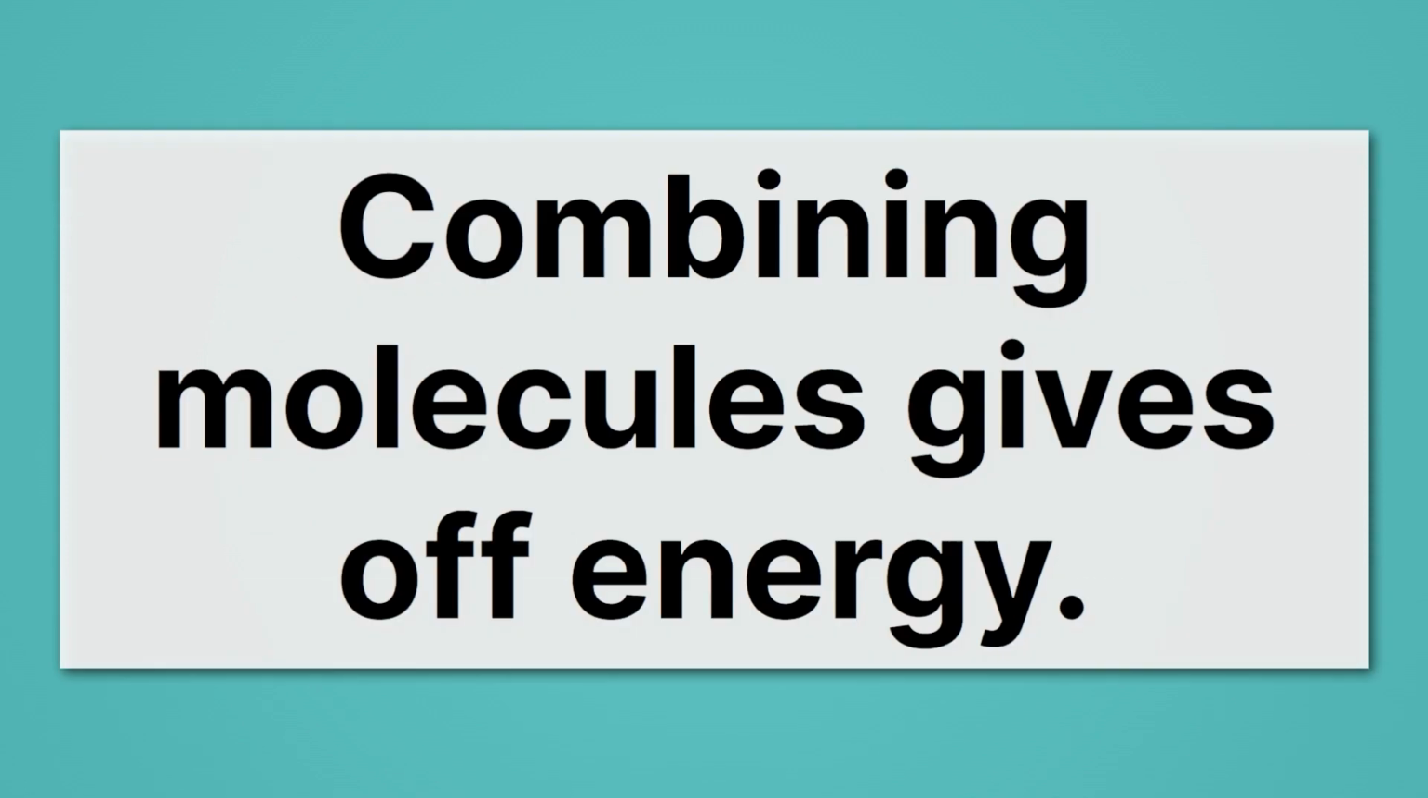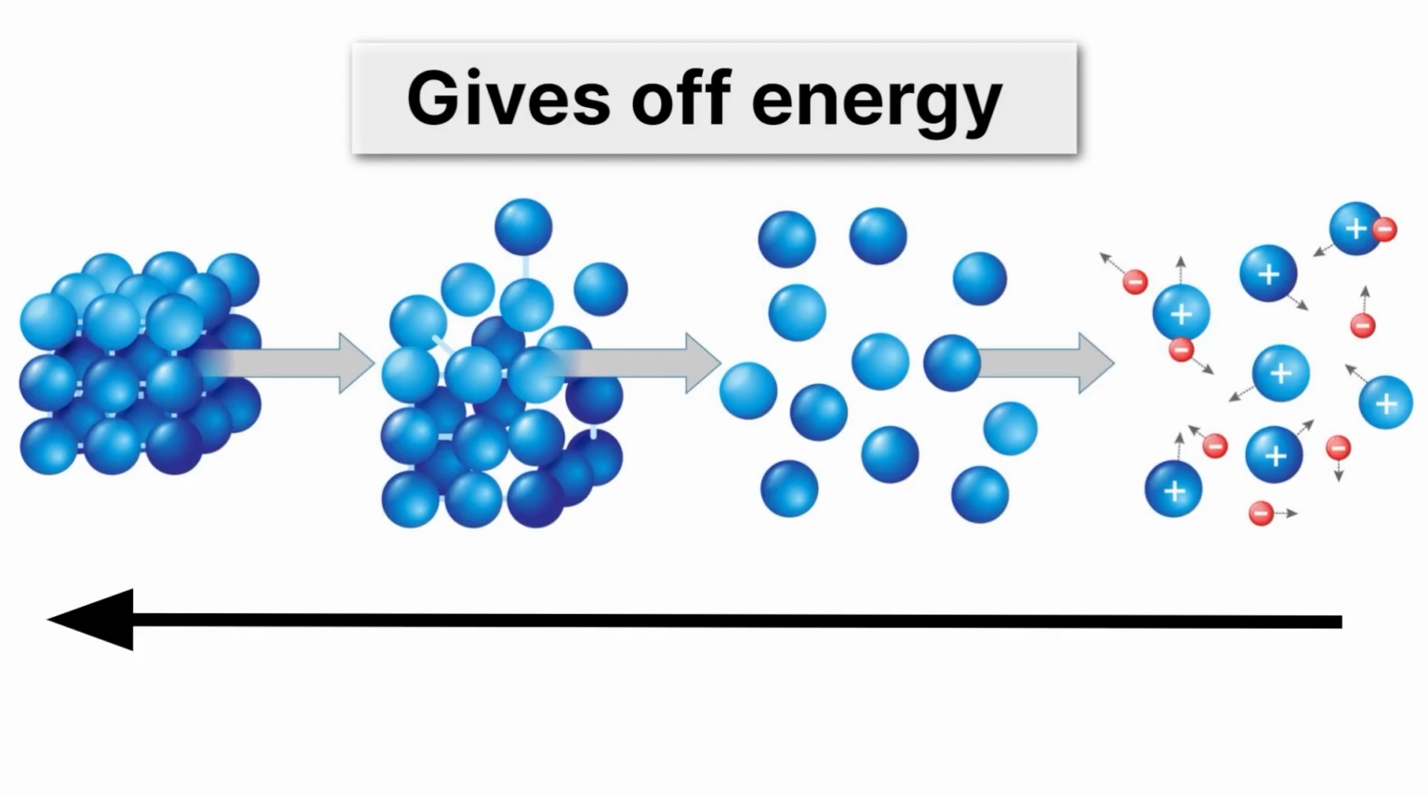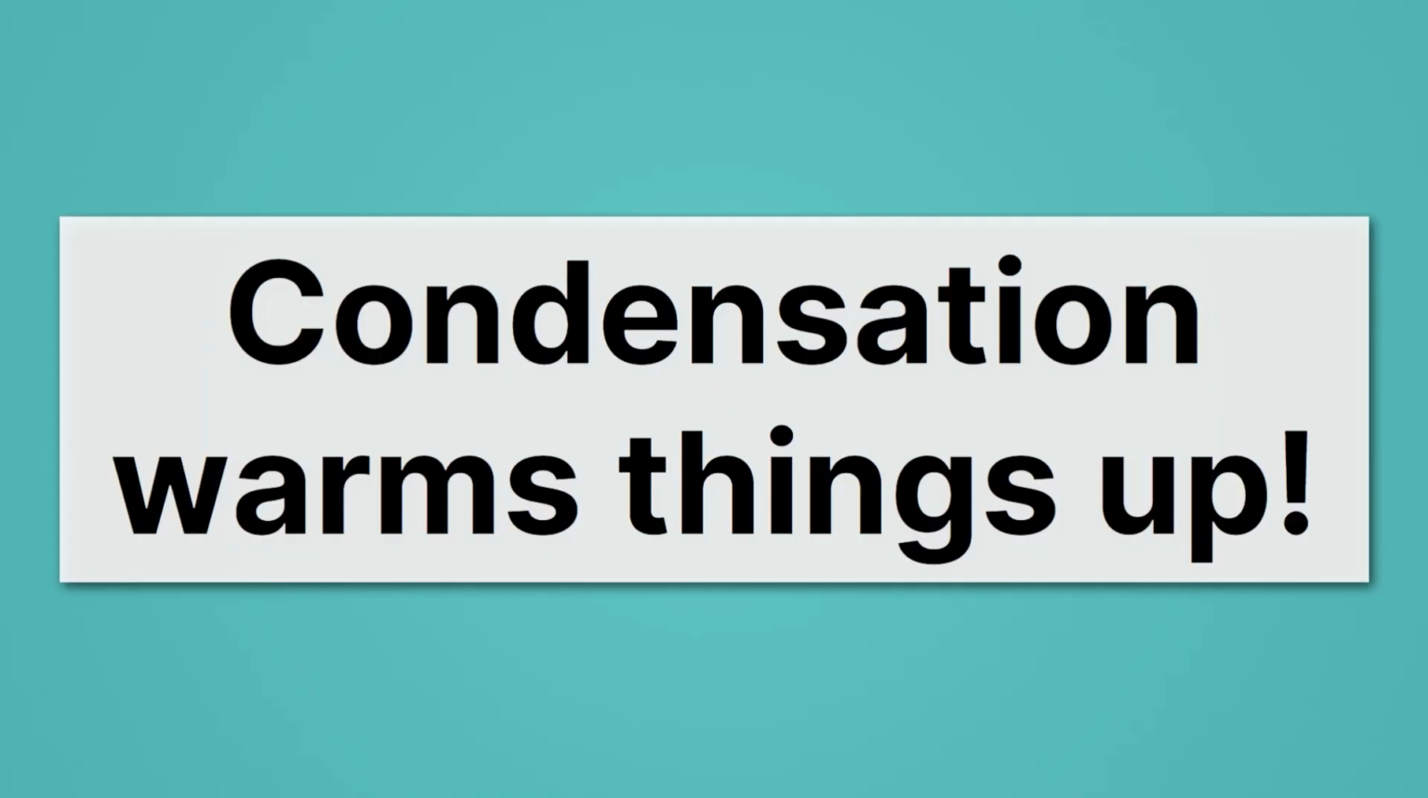Well, it's because combining molecules gives off energy. And so when the gaseous molecules combine to form liquid on the surface of your tea glass, it actually increases the temperature of your iced tea. This is just the opposite of what we saw previously. As we go from right to left here and combine things, that's going to give off energy. And so condensation warms things up.